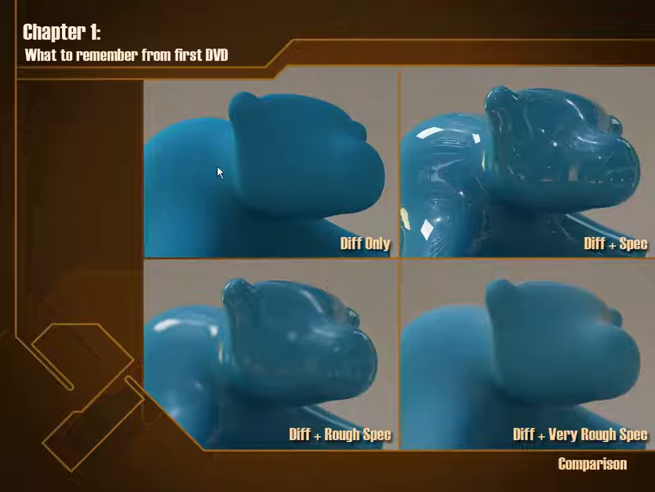So if you actually look at the comparison, we'll see just diffuse only, and then as we start bringing the specular down, or the roughness up, or glossiness down, it starts to get the rougher look. But this look is going to be more important to what we want to achieve on certain materials than just diffuse alone.